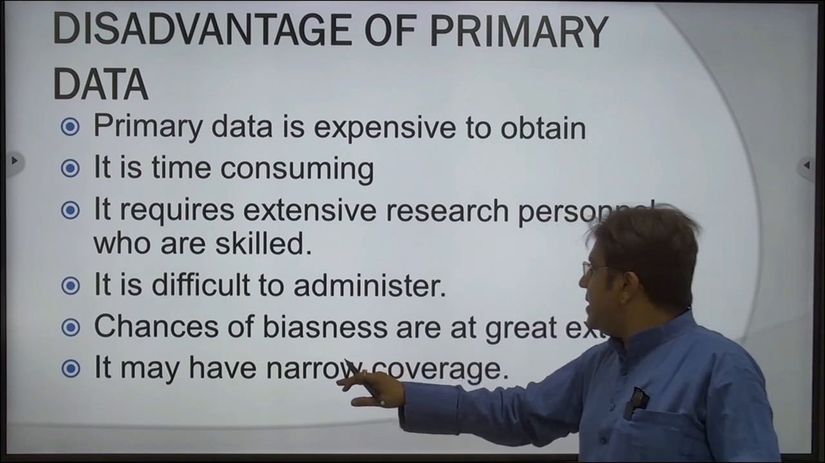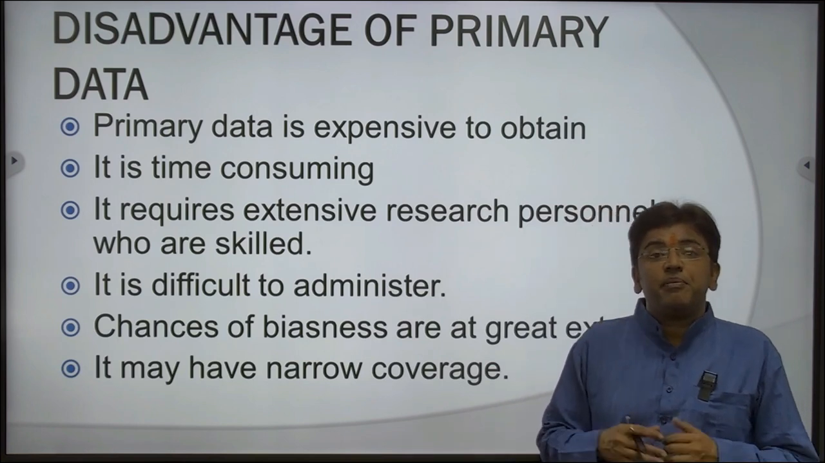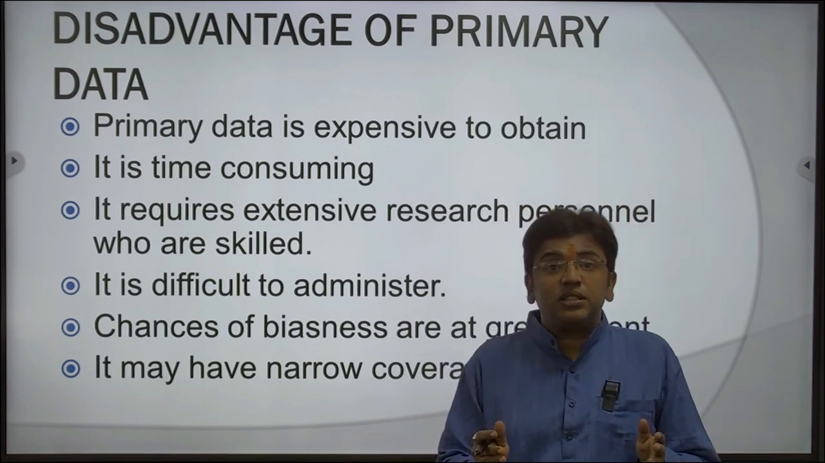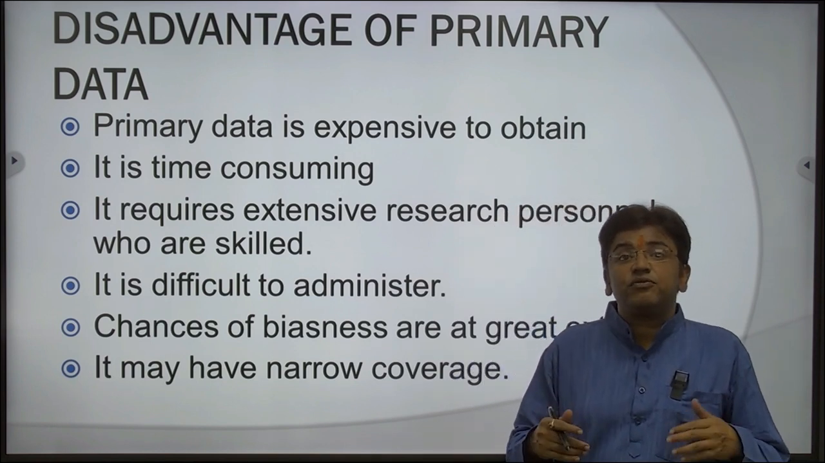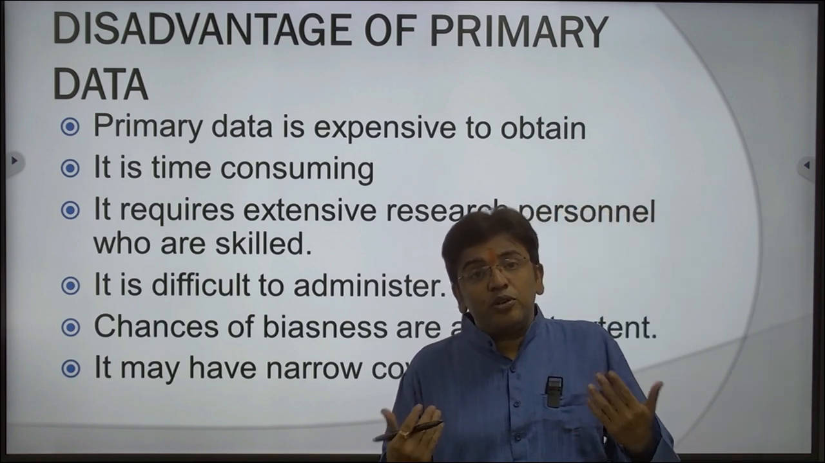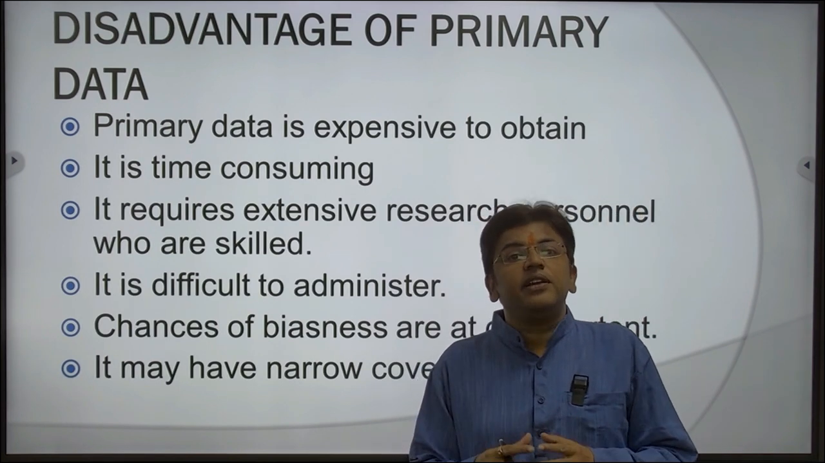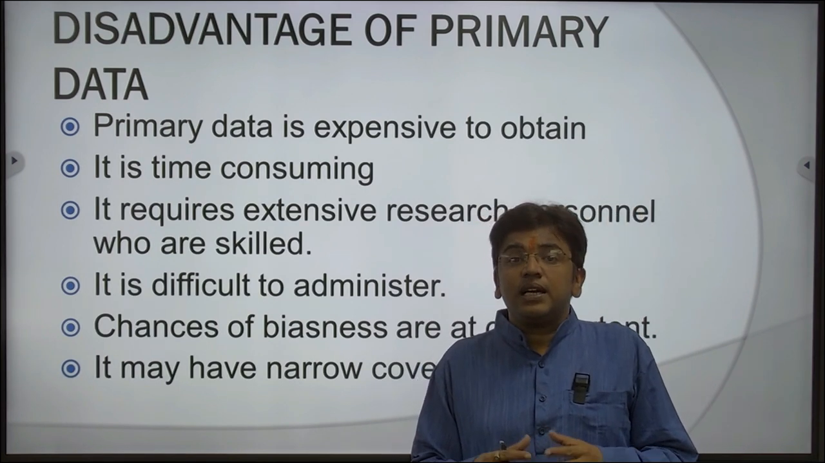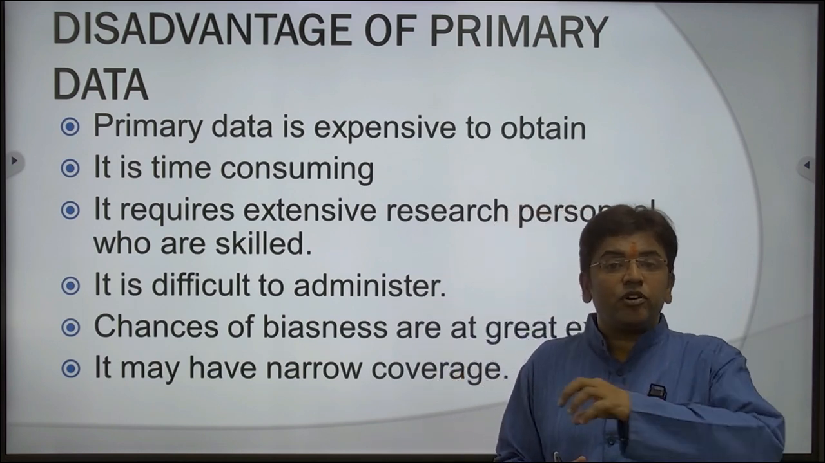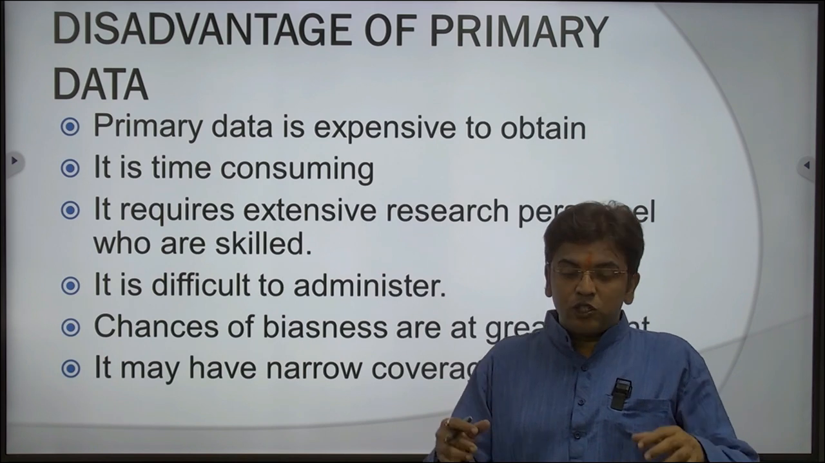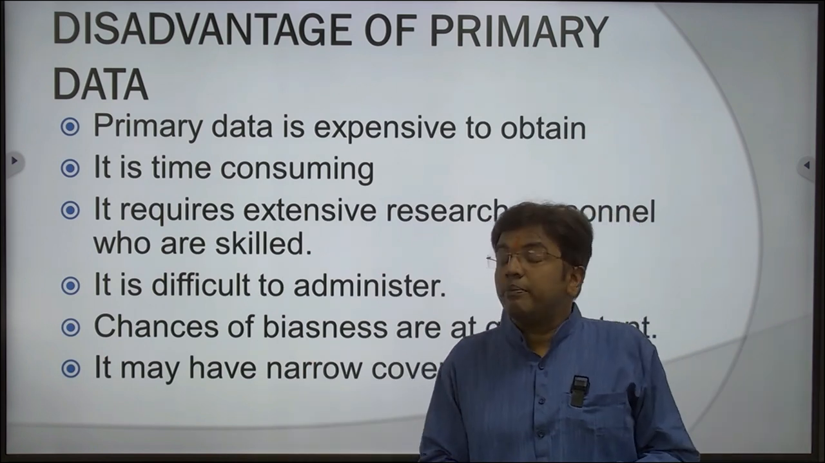Then it may have narrow coverage. Means whenever you are going to collect primary data, the coverage, the data collection, the sample size is very important. It might be that the area from which you are collecting the data is very small. For example, you are taking the data from the Indian Bank and you are collecting the data from a specific area, going to a specific area apart from covering the whole area of Prayagraj.